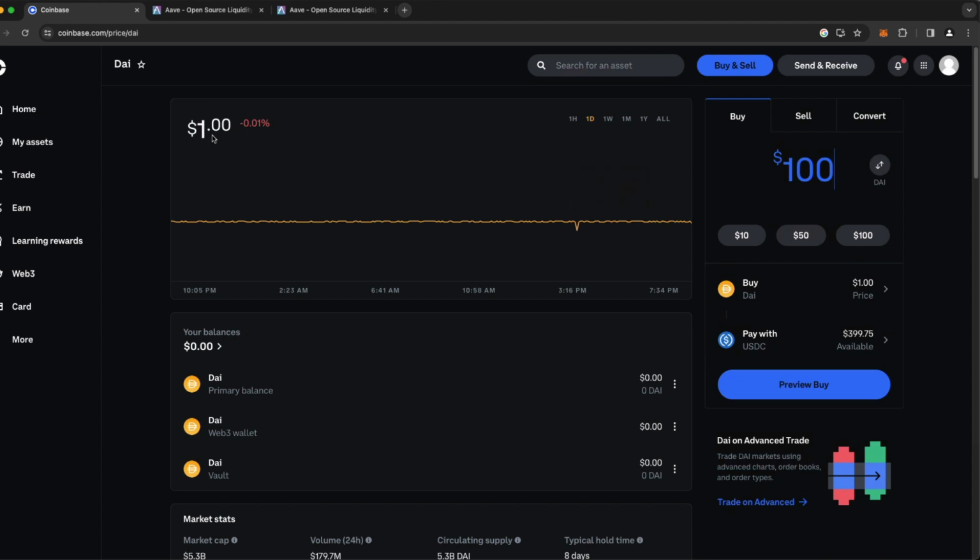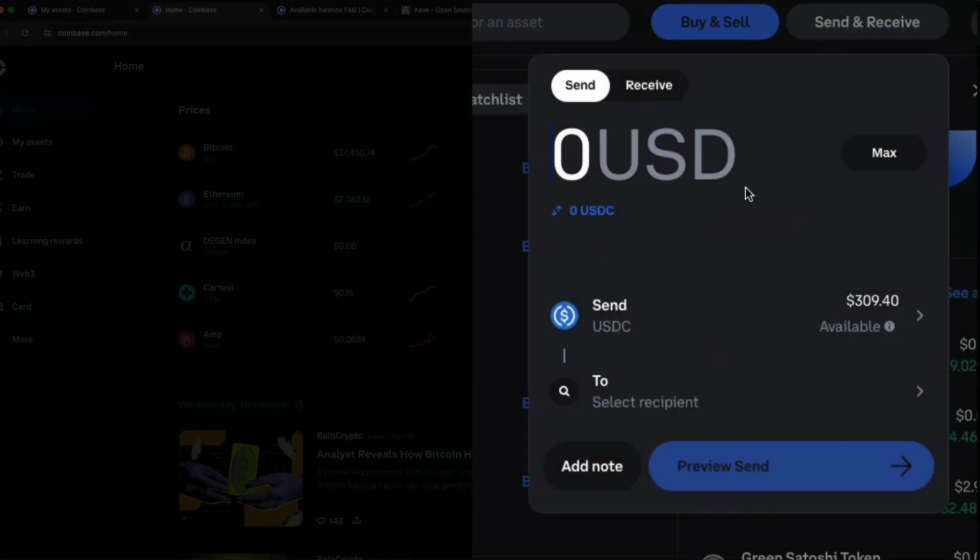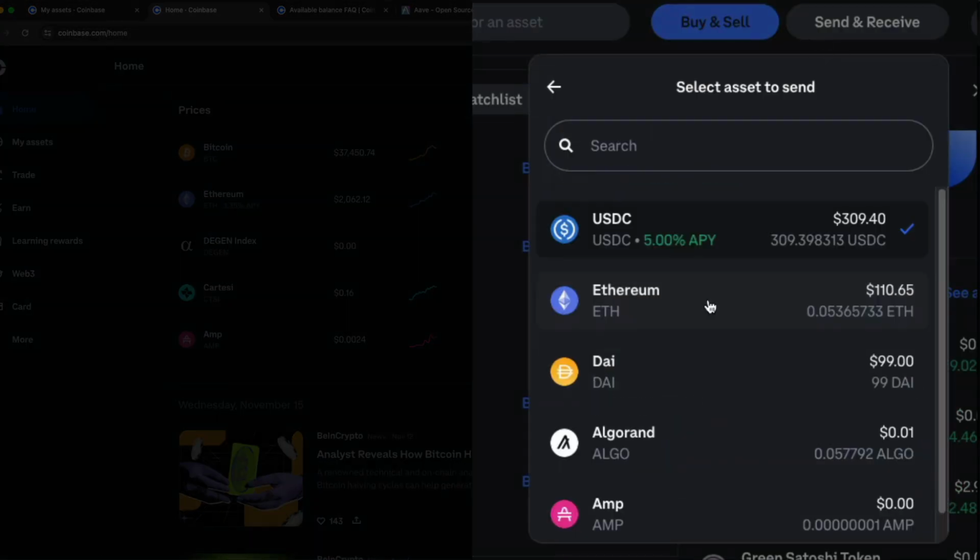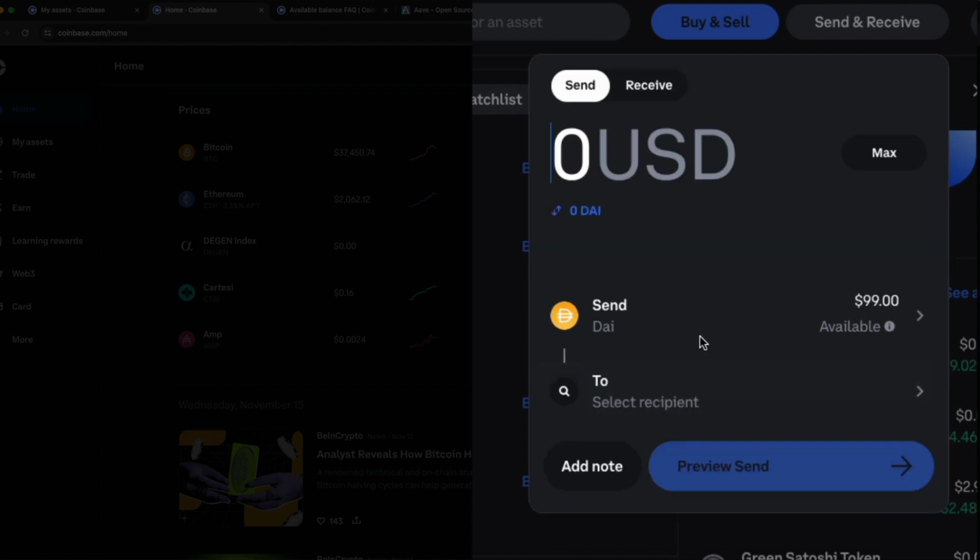So now that we have this, what we want to do is go and send that to our wallet. So we have this send and receive option here. Okay, so I'm going to go ahead and send that DAI now over to one of my accounts. So I'm going to select the DAI. I have the 99 DAI that I just acquired by swapping the USDC. And I'm going to send that to a recipient. Now I want to send it to myself.